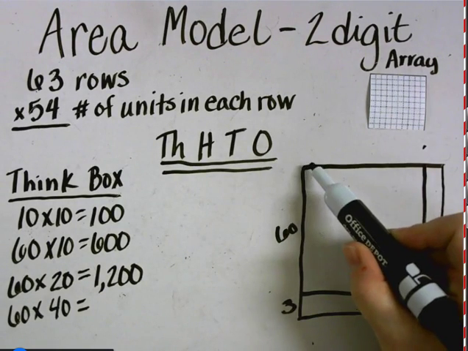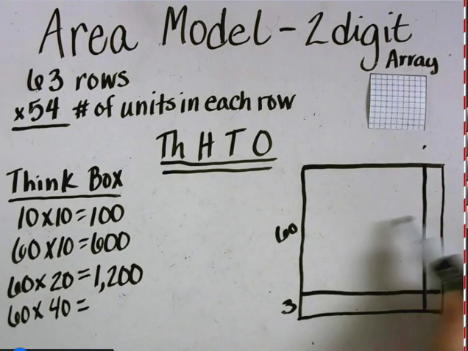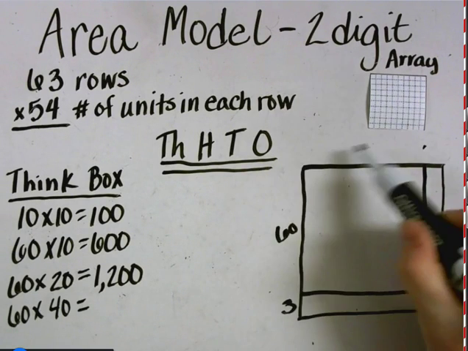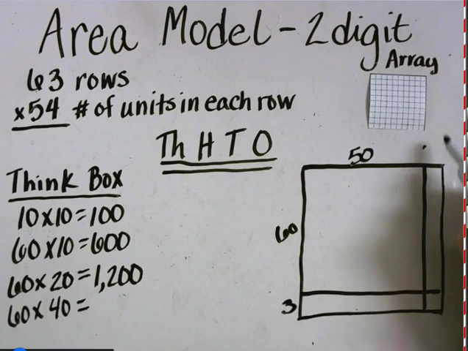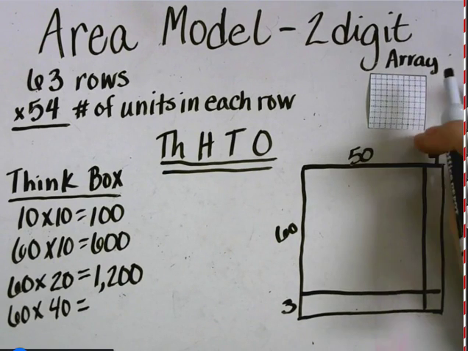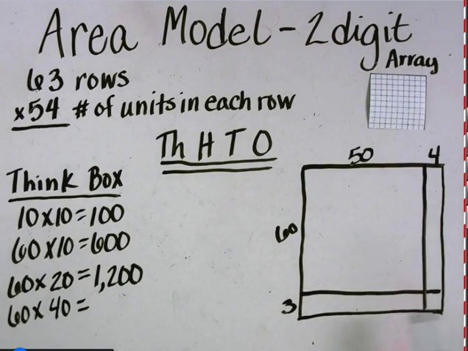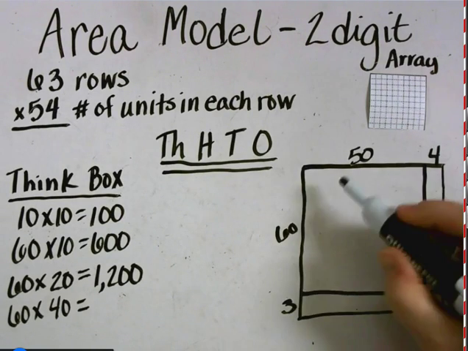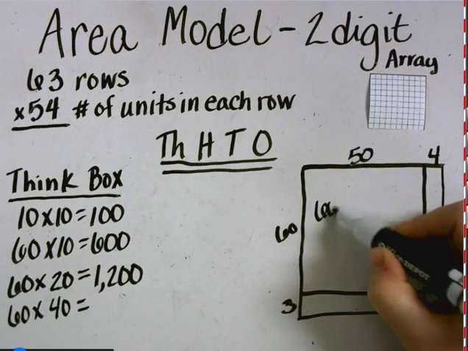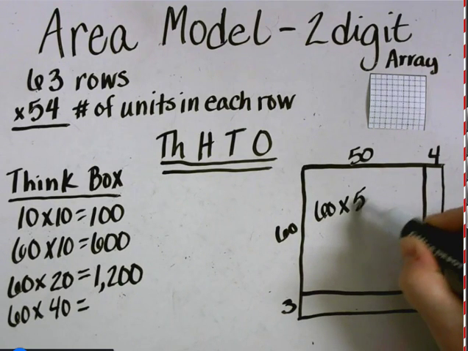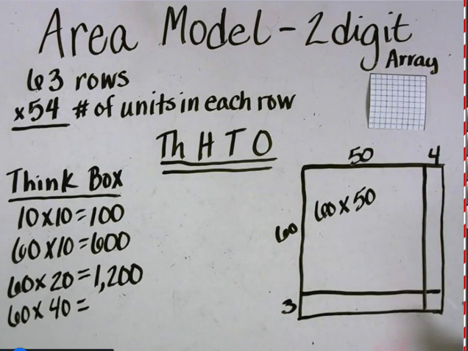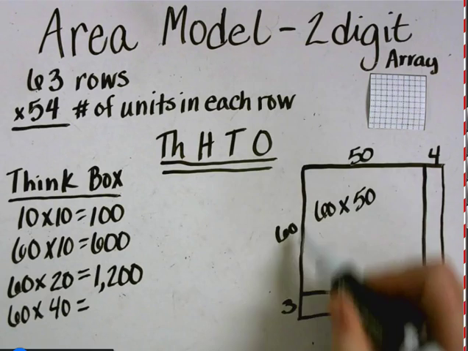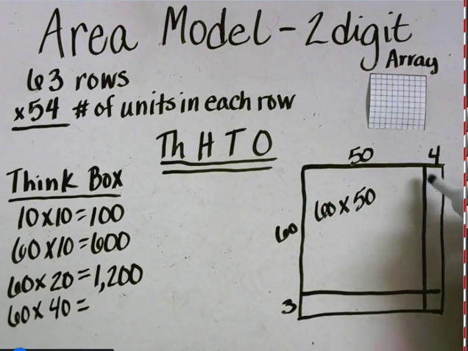So the number of units in each one of these 63 rows are 50 and 4. Now that I have my area model created based on place value, I'm going to use those place values to multiply. So now I have 60 times 50, which is this box, a 60 by 50.